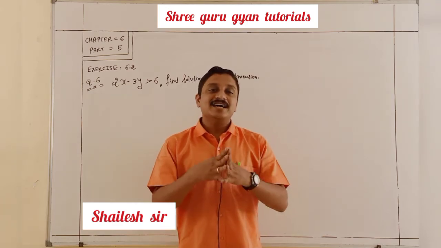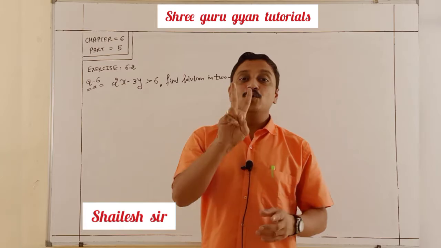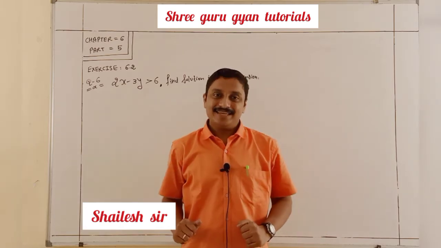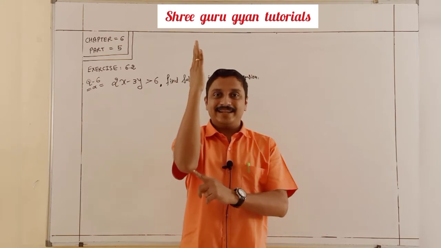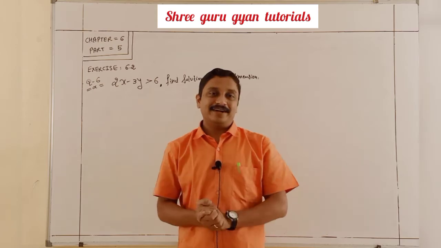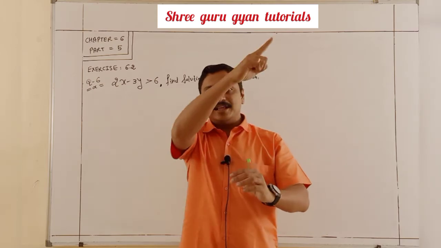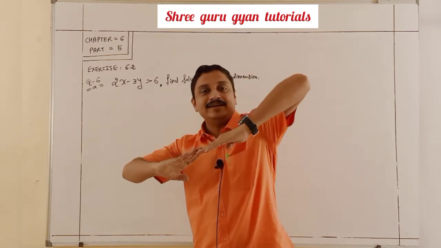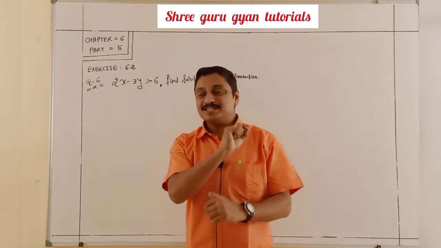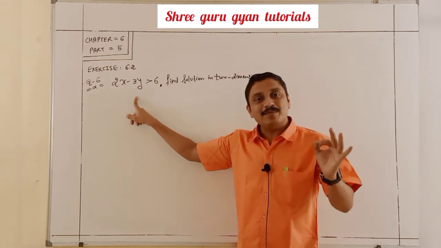Inequality. Last time I explained the solutions of inequalities in two dimensions, with the x-axis and y-axis. If your lines are vertical, there are two portions: the left-hand side part and the right-hand side part. And if your lines are neither vertical nor horizontal, then there is an upper half part and a lower half part. Students, today I am going to do 6.2, same as question 6.